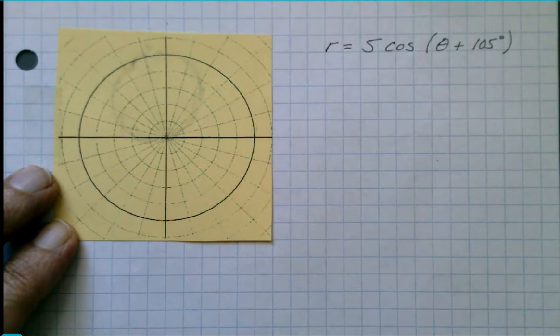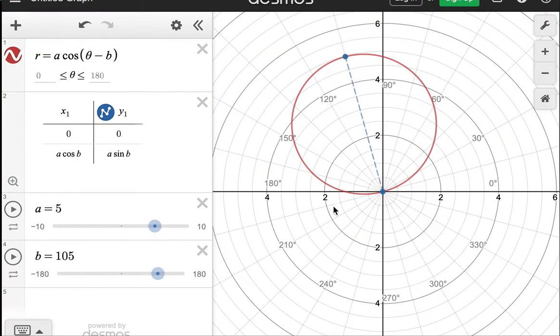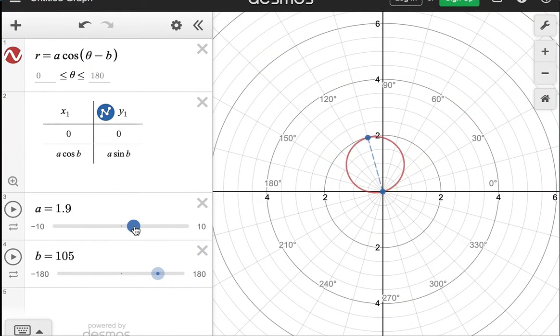So let's take a quick look at Desmos here to help us with this. Let me slide things back. I was playing with this earlier. Let's think about the fundamental cosine equation. Set that back to 0. Okay, so here's the graph of the equation r equals cosine theta. It has a diameter of 1 unit.